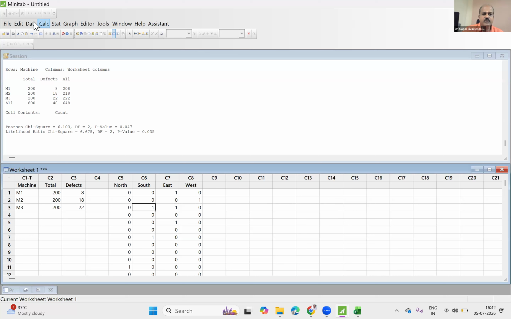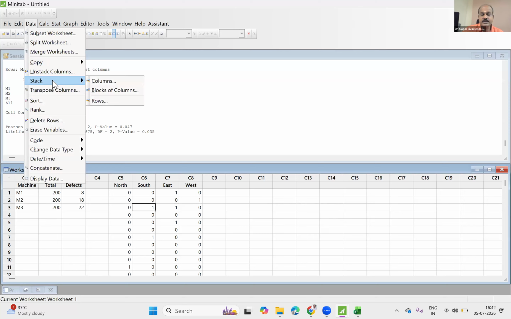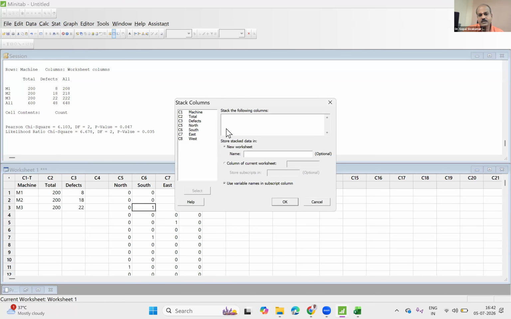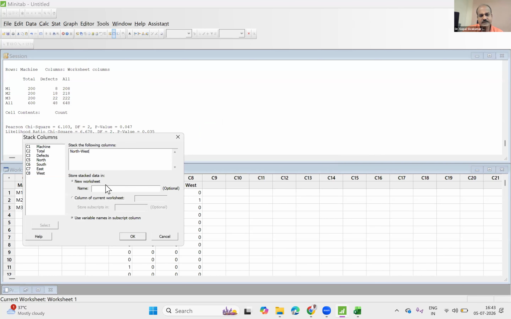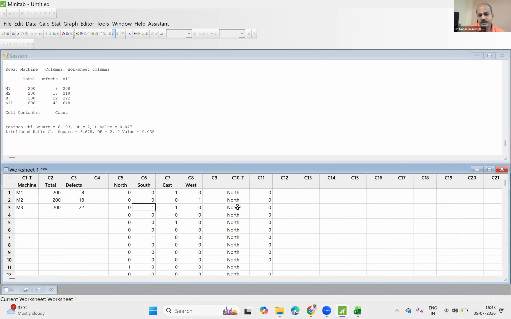For that, I want you to go to stat, and then go to data, and then stack the column. What are the columns you want to stack? North, south, east, west. All these 4 I want to stack, but I want the result in the same worksheet. Column of the current worksheet. Let me say the column of the current worksheet. Where I want is C level. And I want the subscript in C10. When I do that, you see, this is region. This is now defect condition.